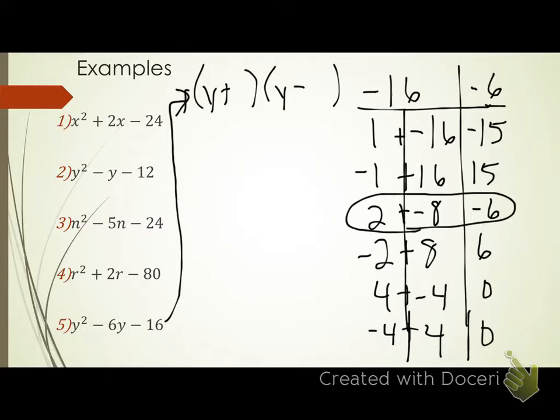So I get y plus what? Y plus 2. Y minus 8. Here'd be my answer. How can I always check my answer? Foil it out. You can also make sure the bigger number has the first sign to make sure you have the correct signs. And then once again, you can always FOIL it out. If you get back to the original polynomial, then that means you have factored correctly.